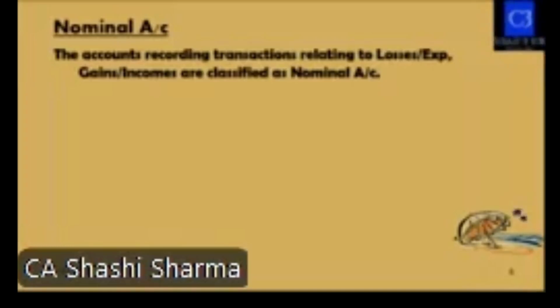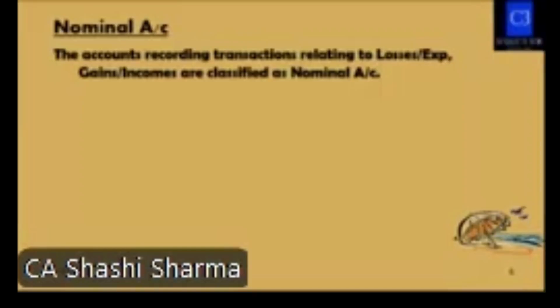If the nomenclature name denotes certain things and not persons, then it is definitely a real account. And for the nominal category, it is the residuary head. If a particular thing or name mentioned in the transaction is neither related to a person nor a thing, then it will be a nominal account. For example, salary.